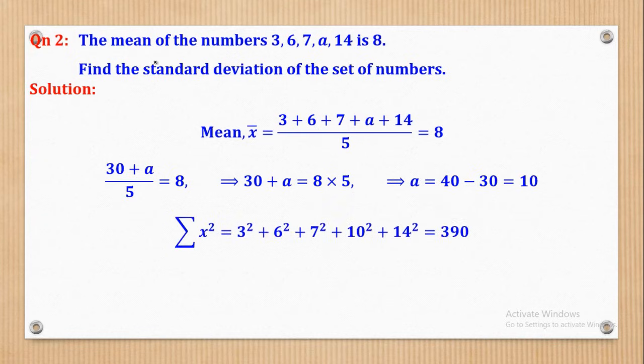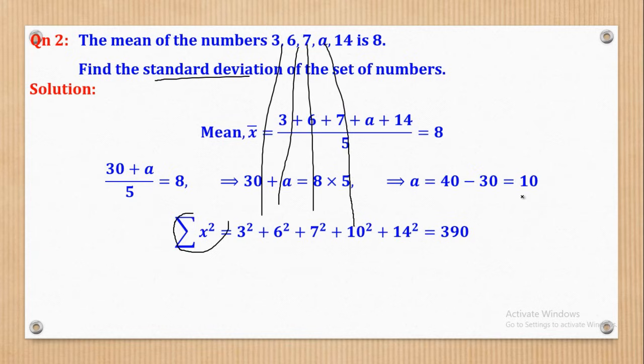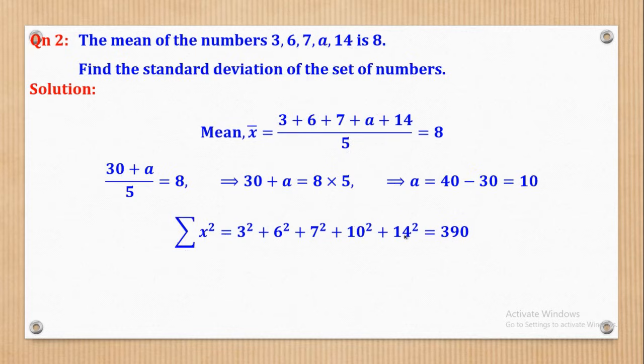Now they talked about standard deviation, and like I told you, standard deviation requires the value of summation of x squared. Summation of x squared means that each value is squared independently. Now here where there is a, we shall put the value of a, which is 10. After that, you'll use the calculator and you'll come up with this value, 390.